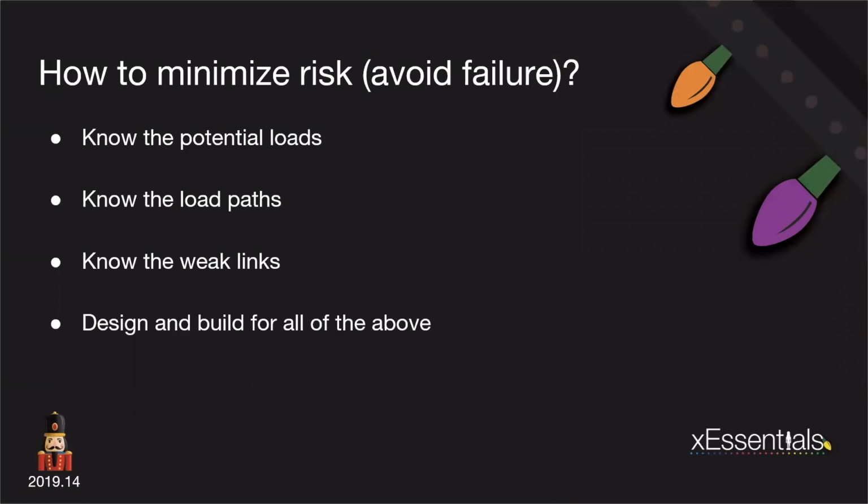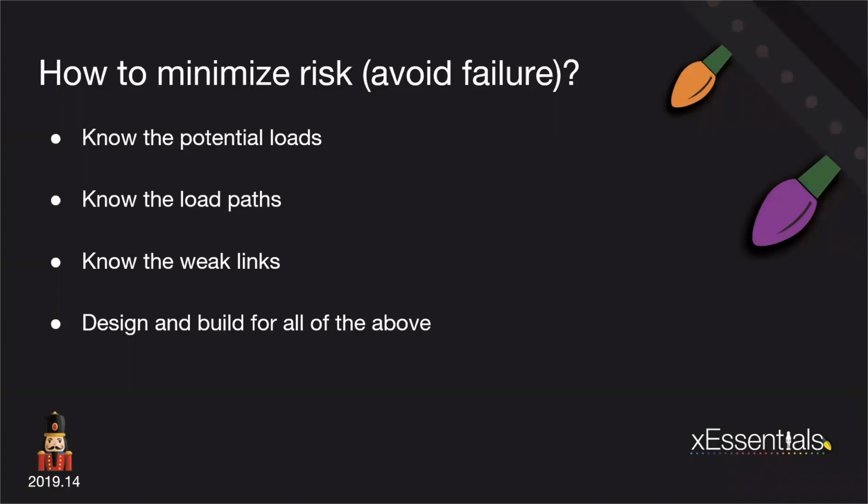So how do we minimize our risk and avoid failure of our mega tree? Well, it's good to know what the potential loads on your tree are, what the load path is, and the load path is simply how all those loads on your tree get down to the ground or something stable like that. And then along those load paths, what are the weak links?